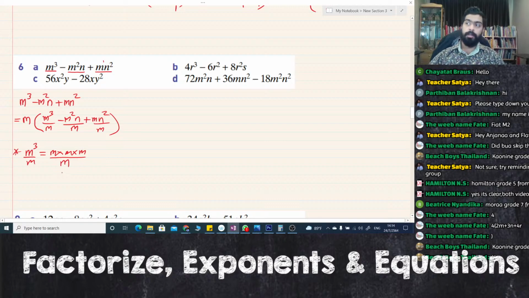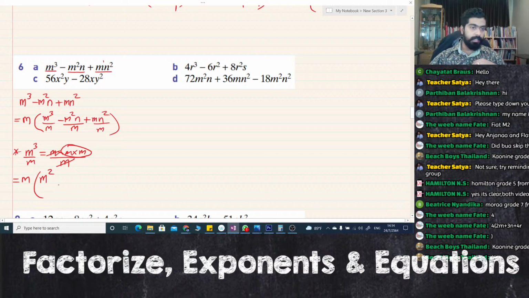Right, guys? Now, if we write it this way, we can simplify these two m's. So what we will be having is just two m's, or in other words, we can write it as m to the power of 2. Right, guys? M to the power of 2.